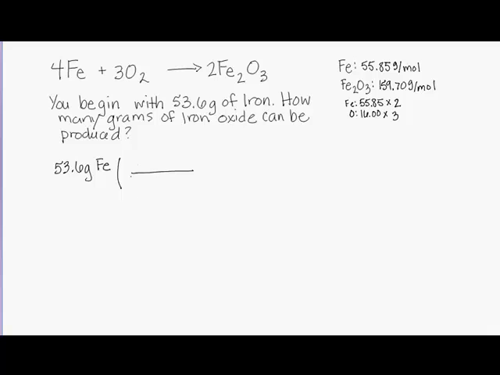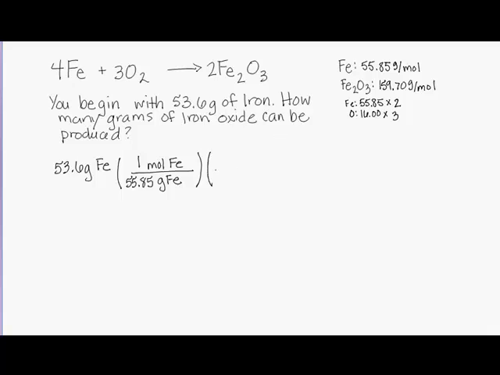We always want to make sure we can cancel our units, so we'll be putting grams of iron on the bottom of this ratio and moles of iron on top. We use our molar mass, so we see that we have 55.85 grams of iron in 1 mole of iron. So this takes us from grams of iron to moles of iron.